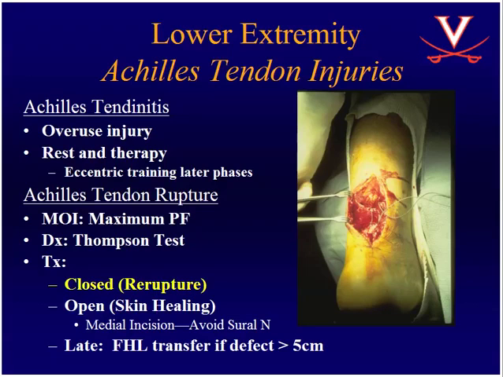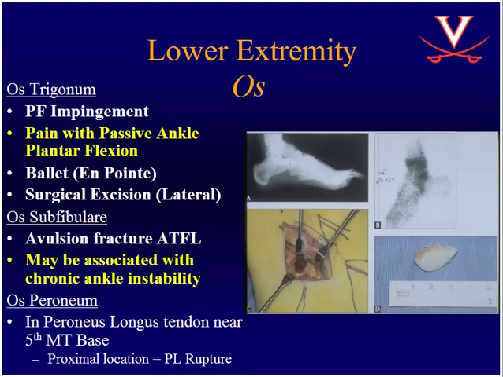Never seen it. Okay, Achilles tendonitis. This is an overuse injury, and therefore the treatment in most cases, especially for the boards, unless you're Patrick Ewing, is rest and therapy. As far as ruptures, well, we know the classic teaching on this, and that is that if you treat it closed, you have an increased re-rupture rate. If you treat it open, you have risk of skin slough. And so the answer is to be very careful with our skin incisions and avoid the sural nerve and make nice flaps. How about the os trigonum, os subfibulaire, and os perineum?